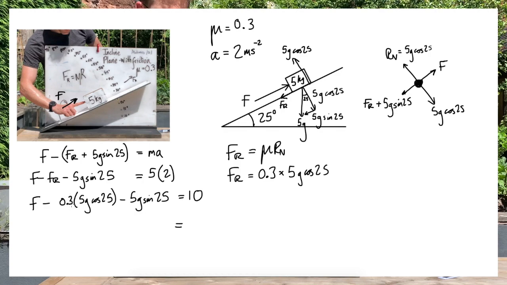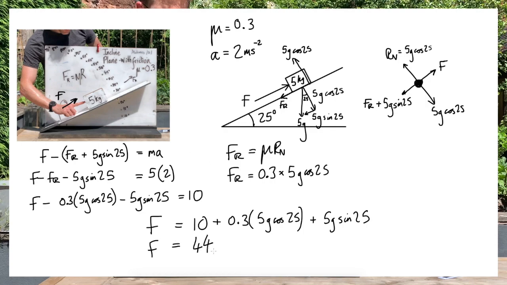So if I put this all into a calculator, if I add these over to this side, I can do that straight away actually. So I could do F equals 10 plus 0.3 times 5G cos 25 plus 5G sine 25. And this will give me my force. Okay, so my answer comes out to 44.0 newtons.